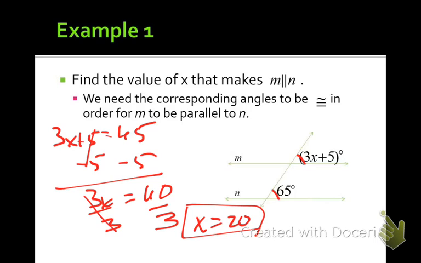So we're still basically using the same information as from 3.2. It's just using the information to talk about something different. To prove these lines are parallel.